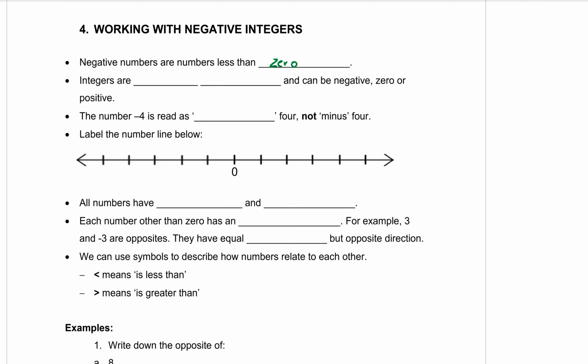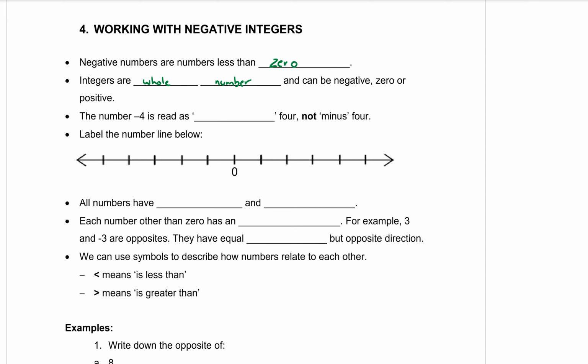Integers are whole numbers. Okay, so decimals are not integers, they are decimals. So integers are always whole numbers. They can be negative, 0, and positive. So all these numbers you see up here, this number line I've got up here, the blue number line, negative numbers, the 0, the positive numbers, that is showing you integers.